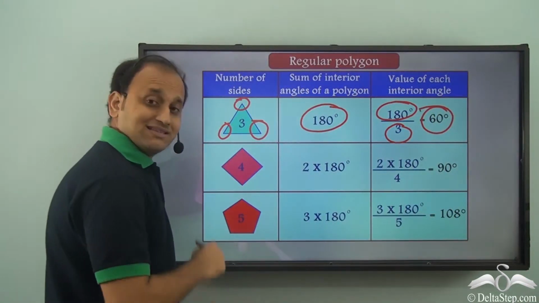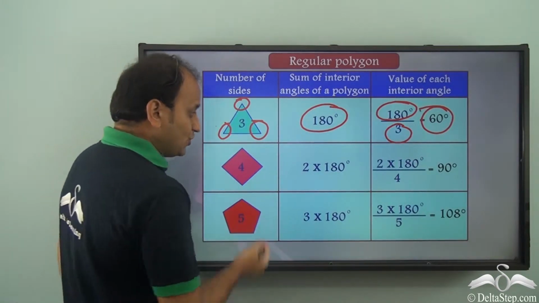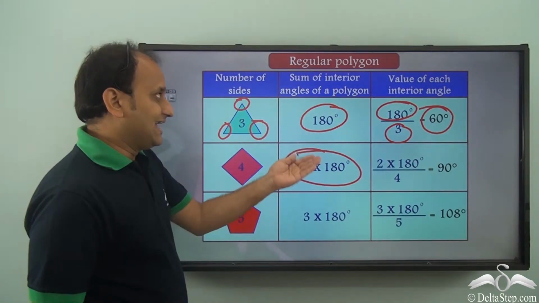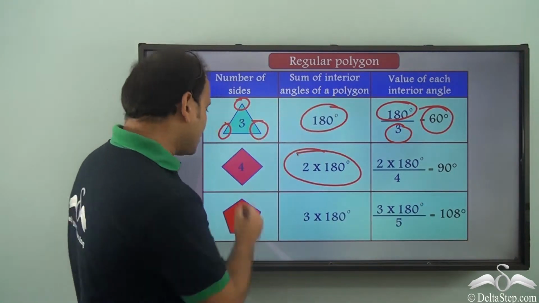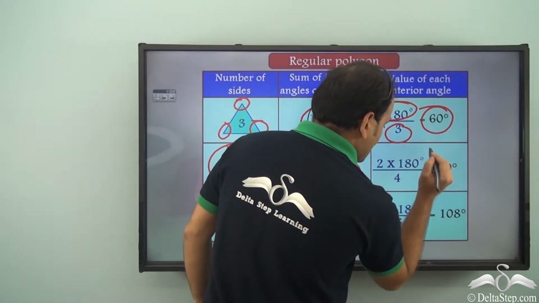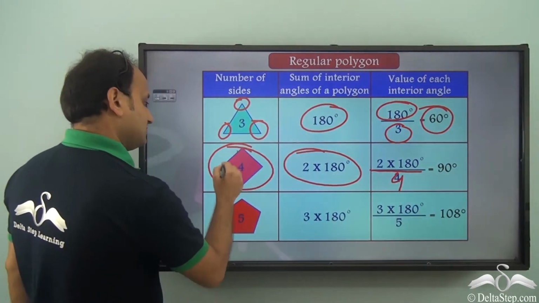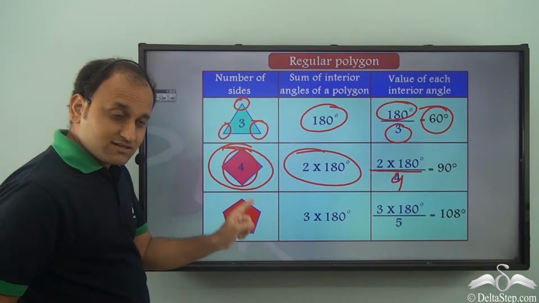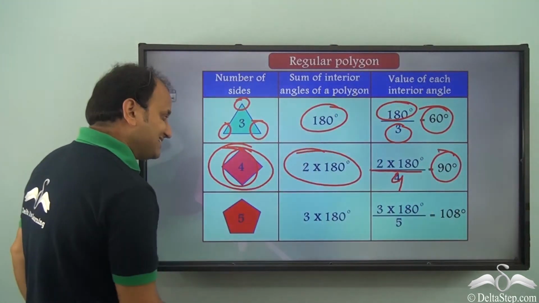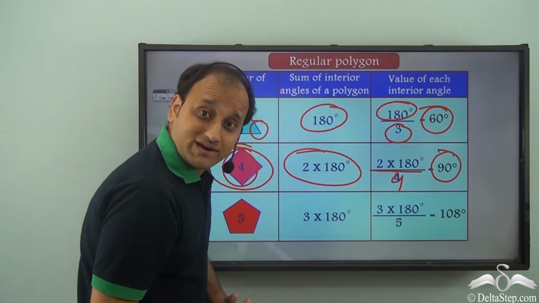Now what about this regular quadrilateral or a square? Well, in this case too, what do we have? 2 into 180 degrees is the sum of interior angles of this polygon. So we can write it as 2 into 180 degrees by 4, the number of equal angles. If we divide that, we get 90 degrees. So 90 degrees is the value of each interior angle of a square.